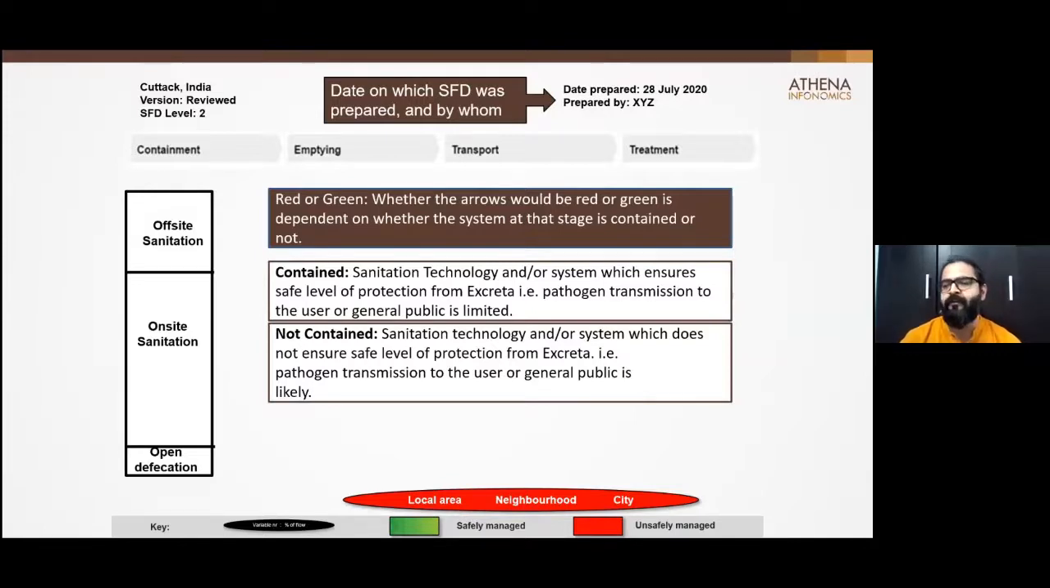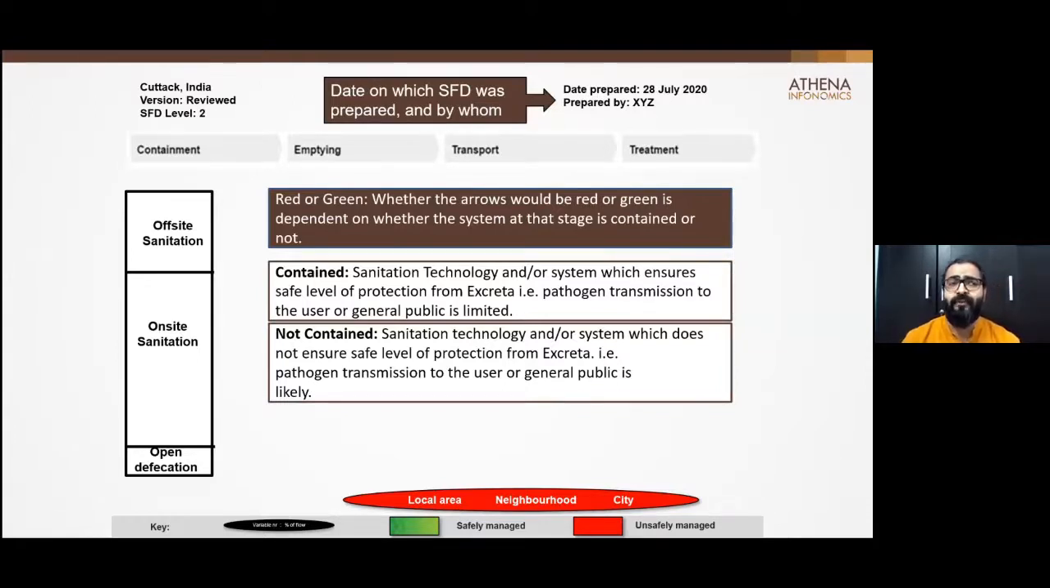So all I'm trying to say is we don't rely on one piece of information. We triangulate it through the secondary data available, through whatever primary data you collect, and through an important factor, which is key informant interviews. We do interviews of various stakeholders to capture the whole excreta flow story.